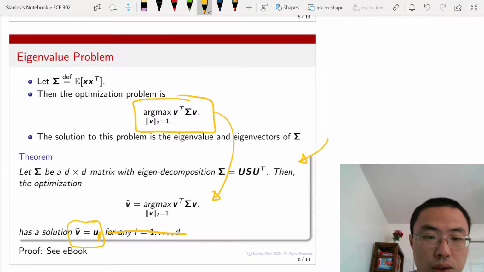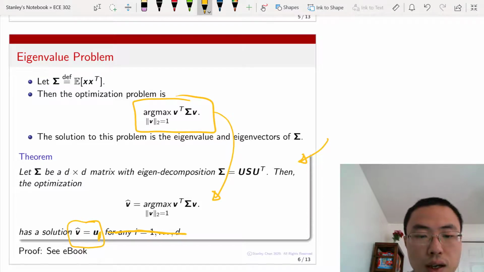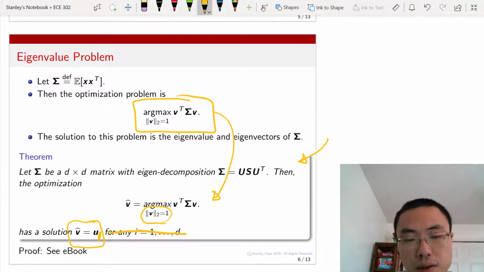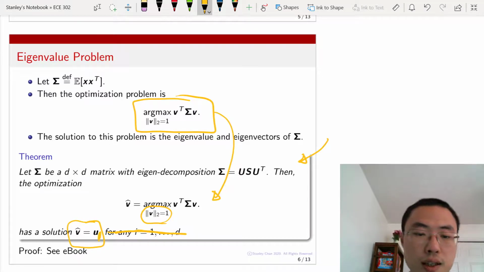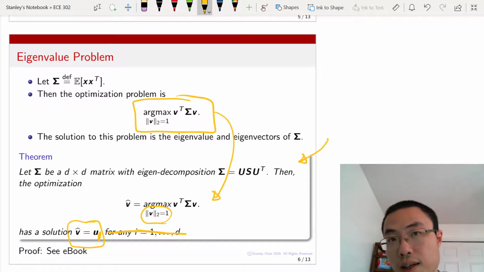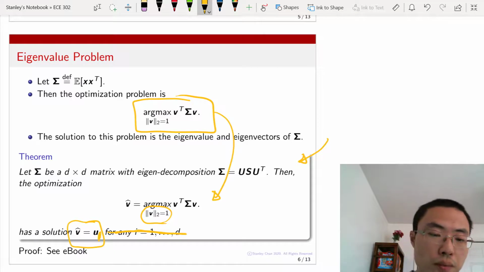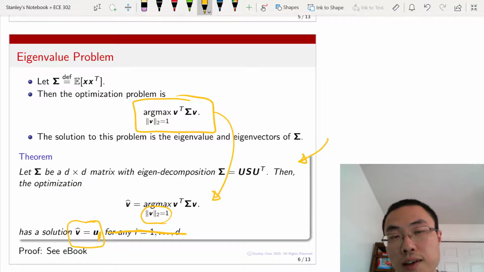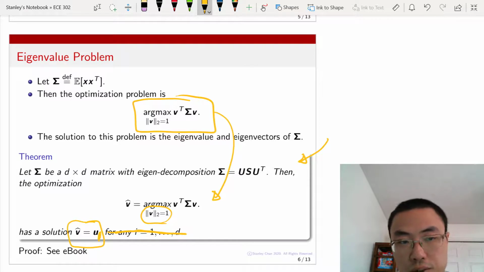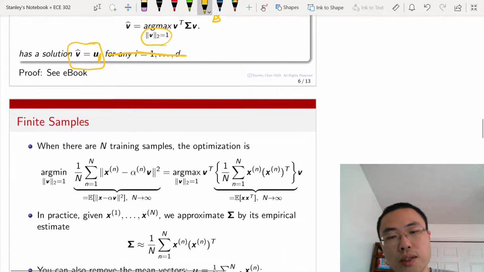And then you can knock out the first vector, and you can say that not only do I want to find this criterion, I also want to make sure that my v is orthogonal to the vector that I have already calculated. Then you solve this problem again, and you can get a second eigenvector. So this theorem basically gives us a way to link this optimization problem to the eigenvalue decomposition of the sigma matrix. So what is the implication?